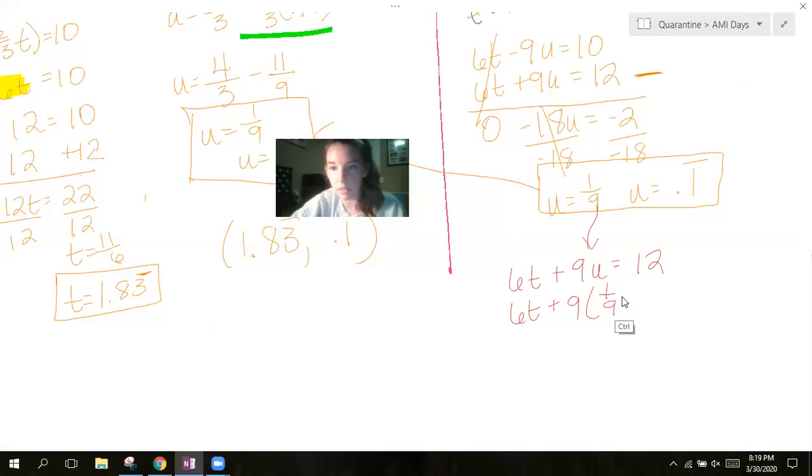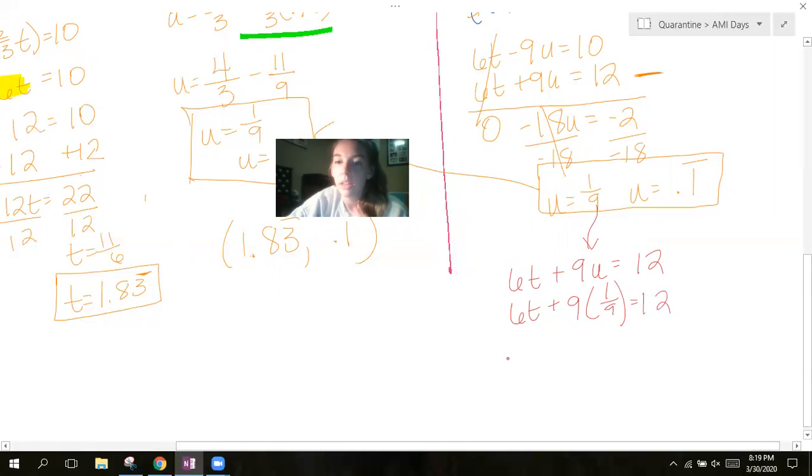Oh, wow, that looks confusing. Okay. All right, now we just have to simplify it. So I have 6t plus 9 times 1/9, which, oh my gosh, what am I even writing, guys? Okay, 9 times 1/9 would be 9/9, or we could just say it's 1, equals 12.